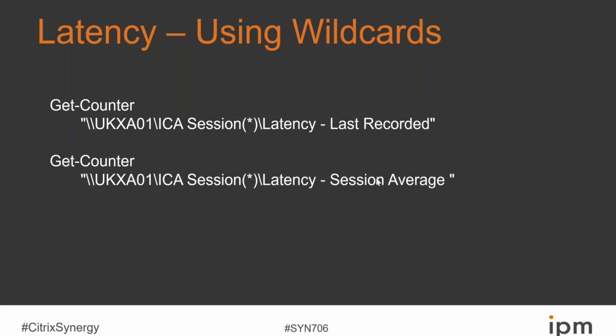Now, you may also want to use a wildcard when getting the perfmon counters. With the wildcard, you don't have to specify an individual counter path. You just specify an asterisk saying you want to return all of the last recorded latencies for a particular host, or all of the session average latencies for a particular host.